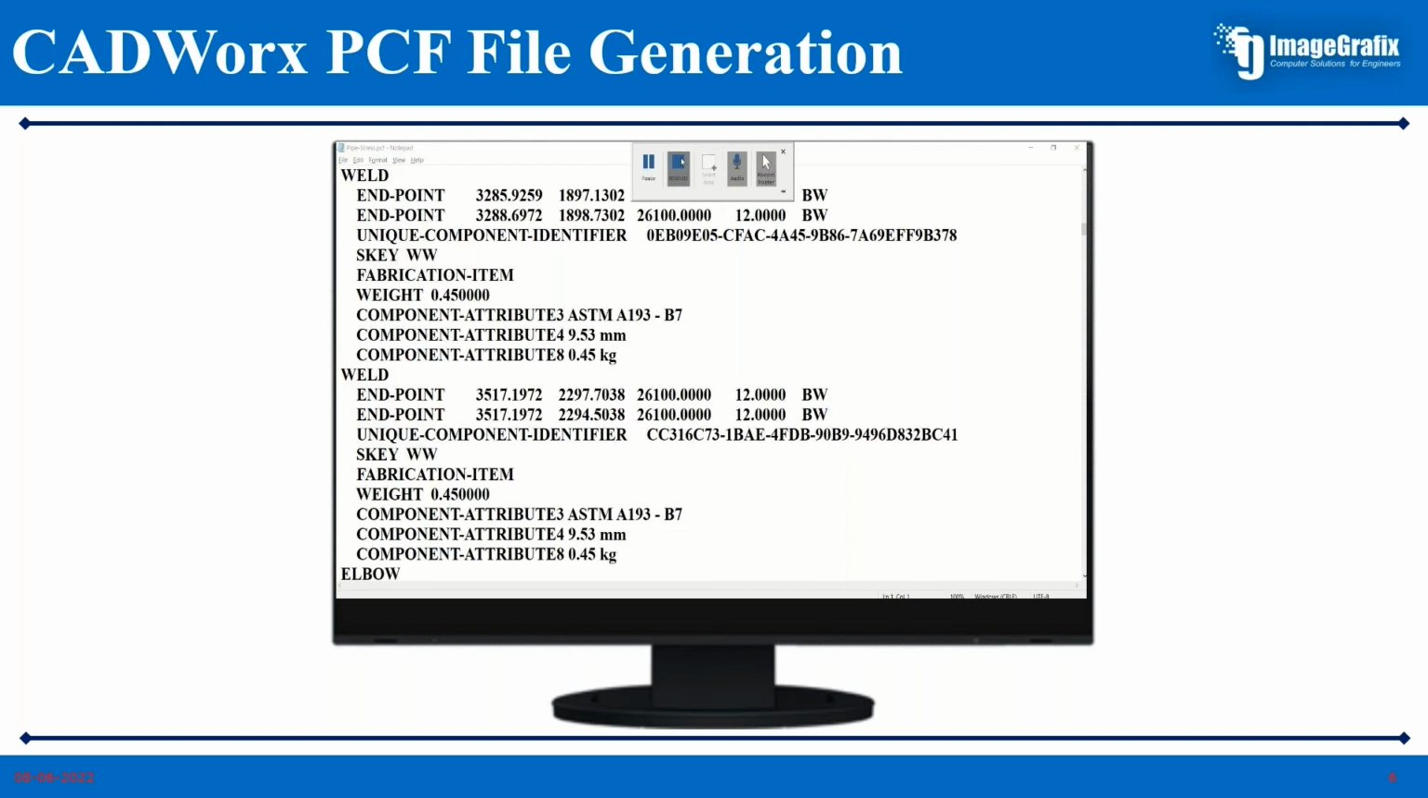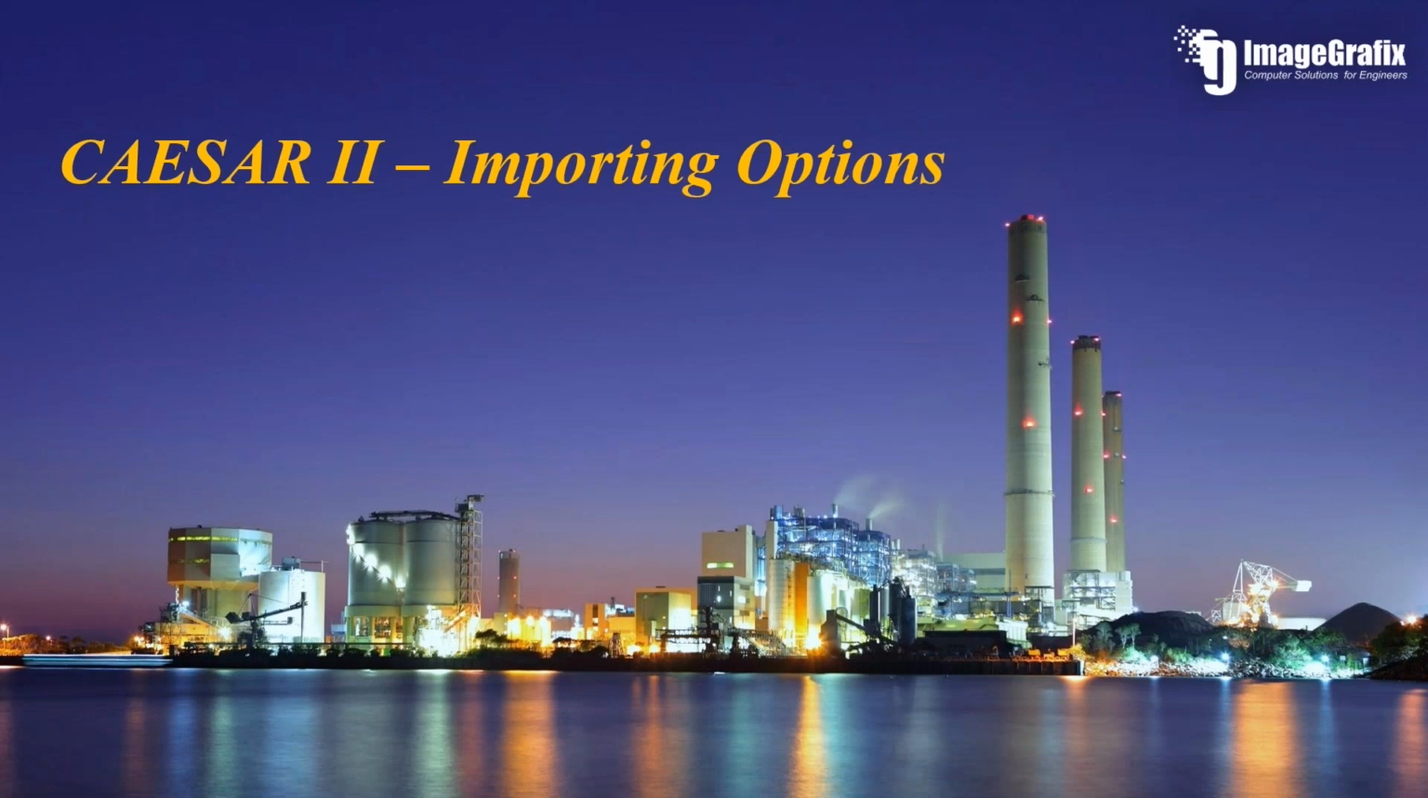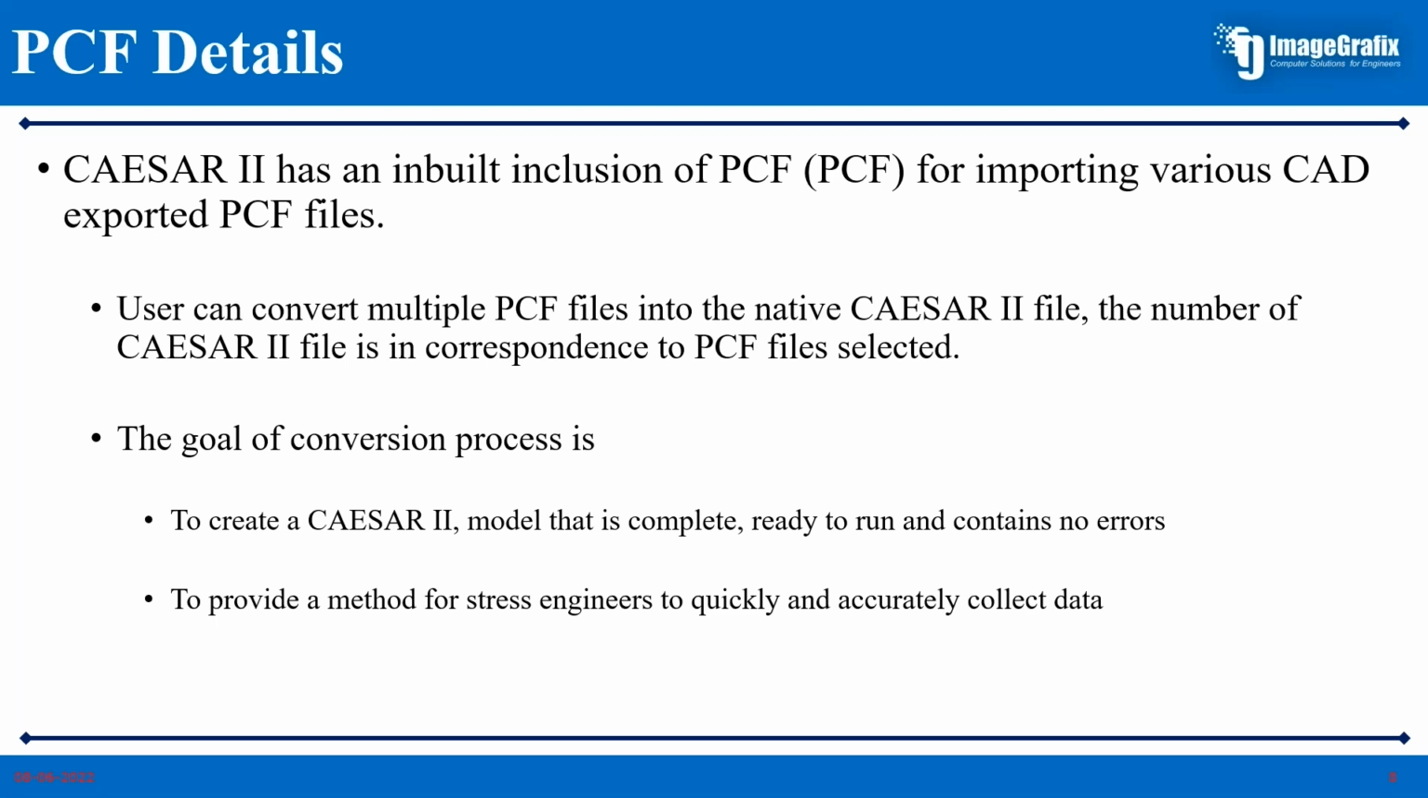So let's move further. What are the options we have in CAESAR? By default in CAESAR we have 2 options for importing the PCF file. One, in the home screen of your CAESAR window, under the CAD import files, where you can import your PCF files. This is available under the integration option in the first window of your CAESAR itself, and this is your basic PCF import.